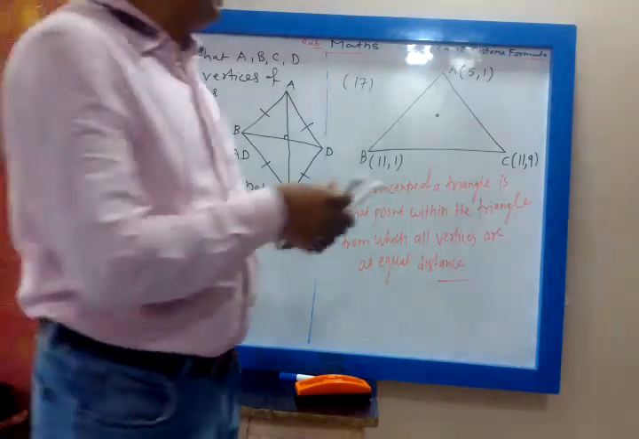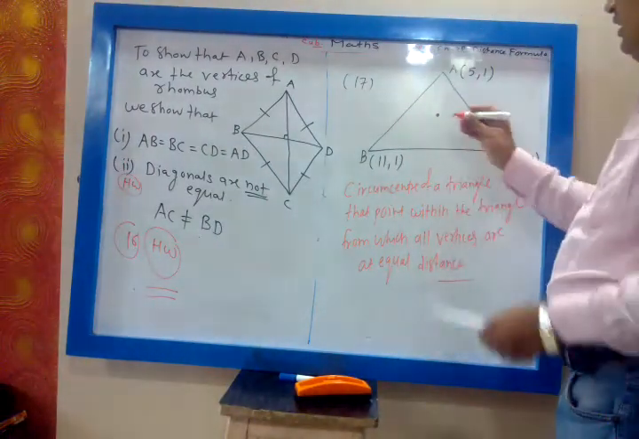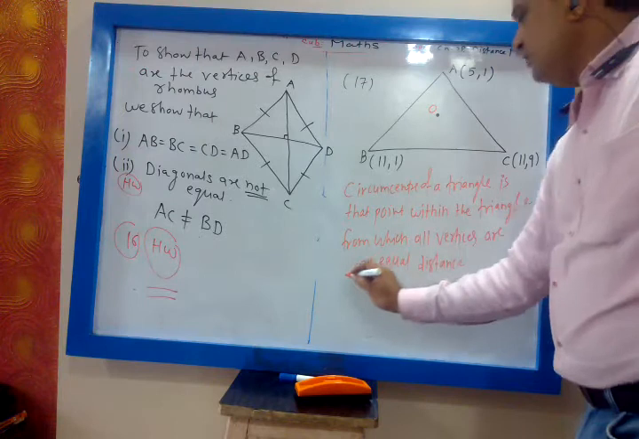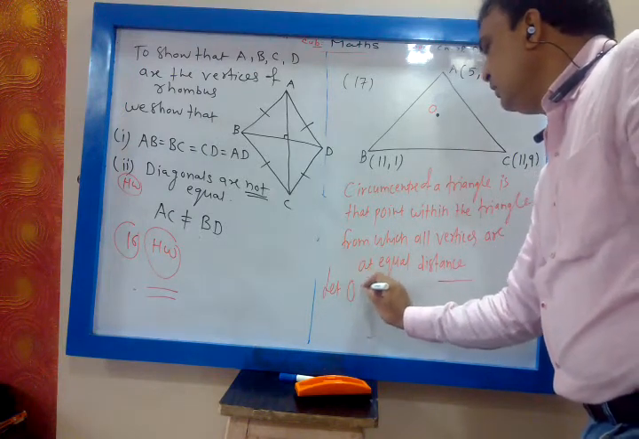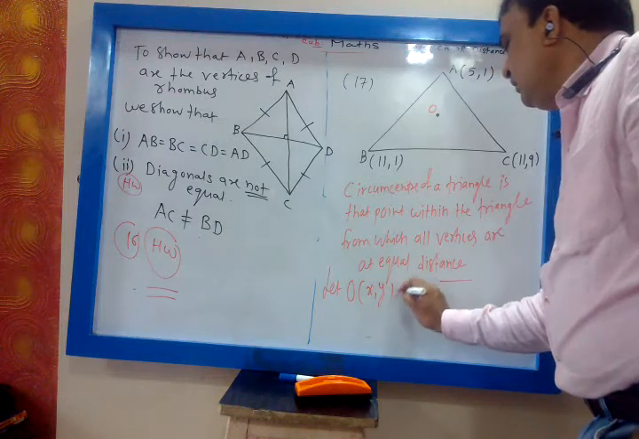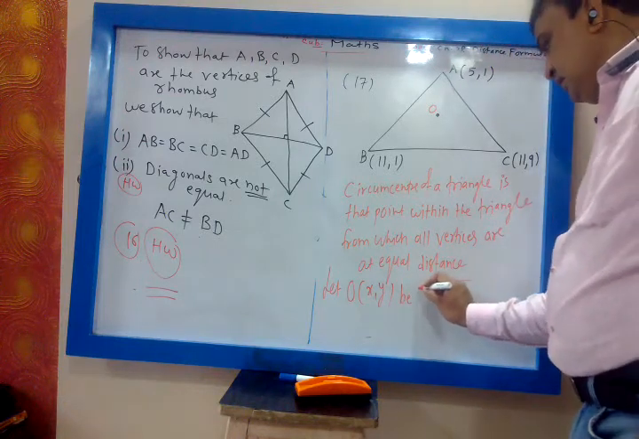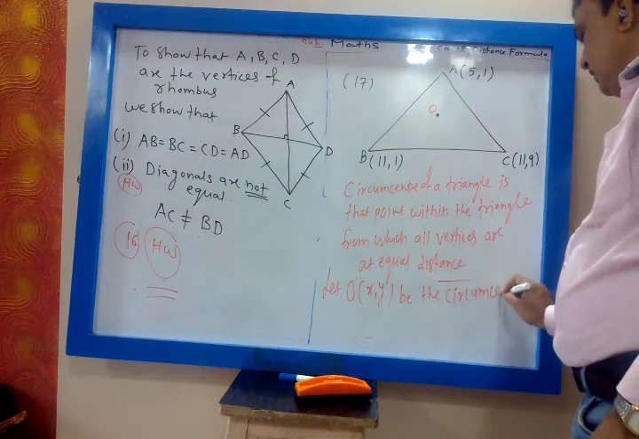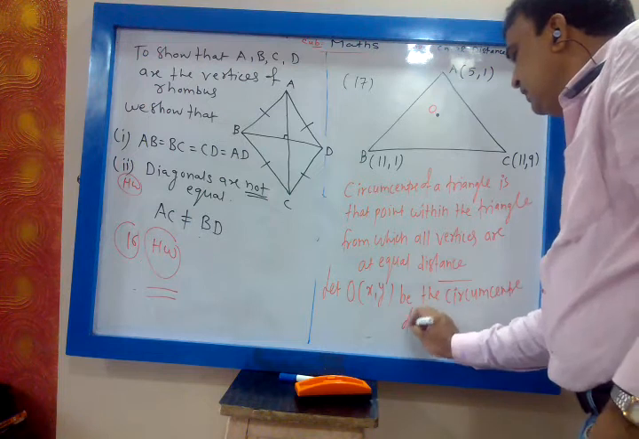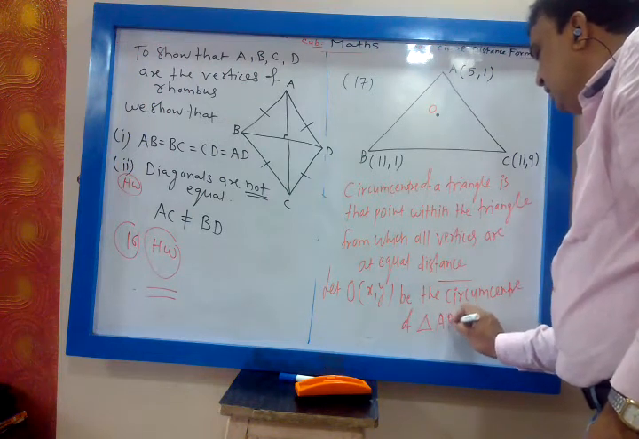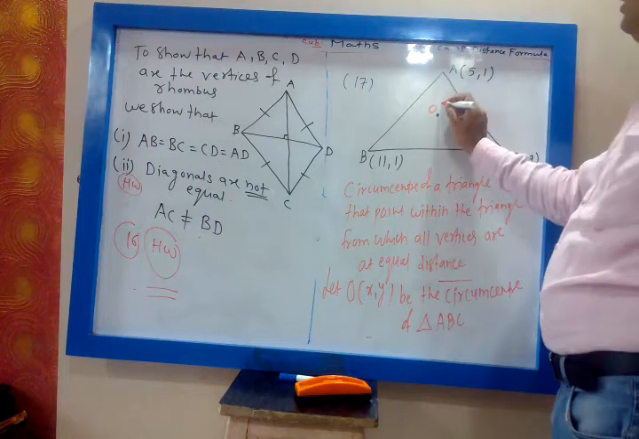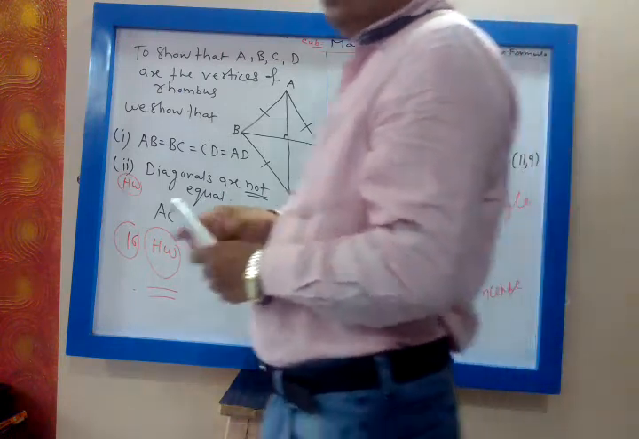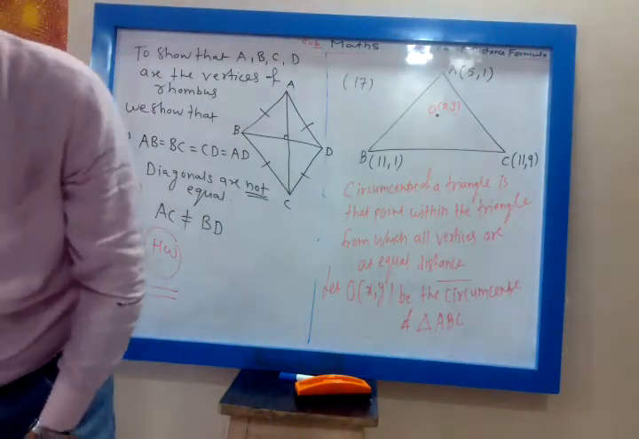So this is my circumcenter. I can take O as the circumcenter, and we have to find the coordinates of O. So we write: let O(x, y) be the circumcenter of the triangle ABC. So what do you mean by O is the circumcenter? Tell me.